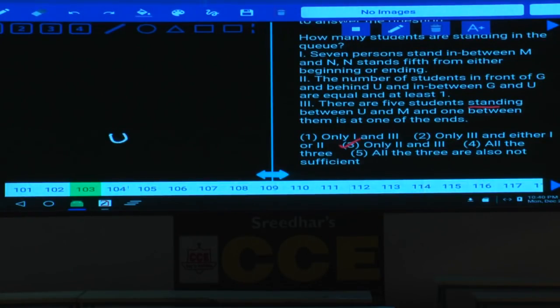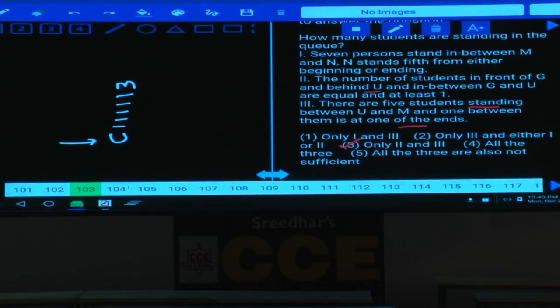Now if you fix U at this end, there are 5 students between U and M, 1, 2, 3, 4, 5. There are 5 students between U and M, and the number of students in front of G is at one of the ends. Now I am fixing U at this end, U is fixed here. Now between G and M. Now how many persons are there before this U? Before this U, there must be 1.